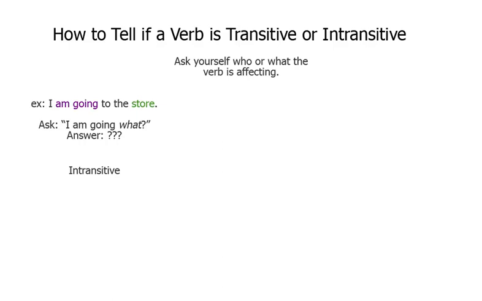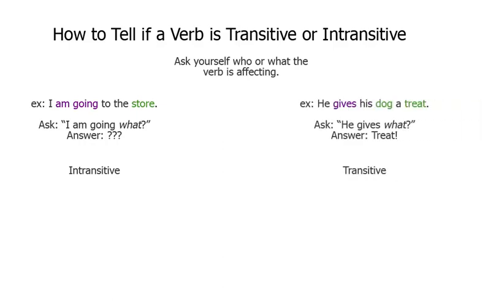By contrast, the sentence, "He gives his dog a treat," shows us a transitive verb. We identify the verb, gives, and then ask, gives what? Well, he gives a treat.